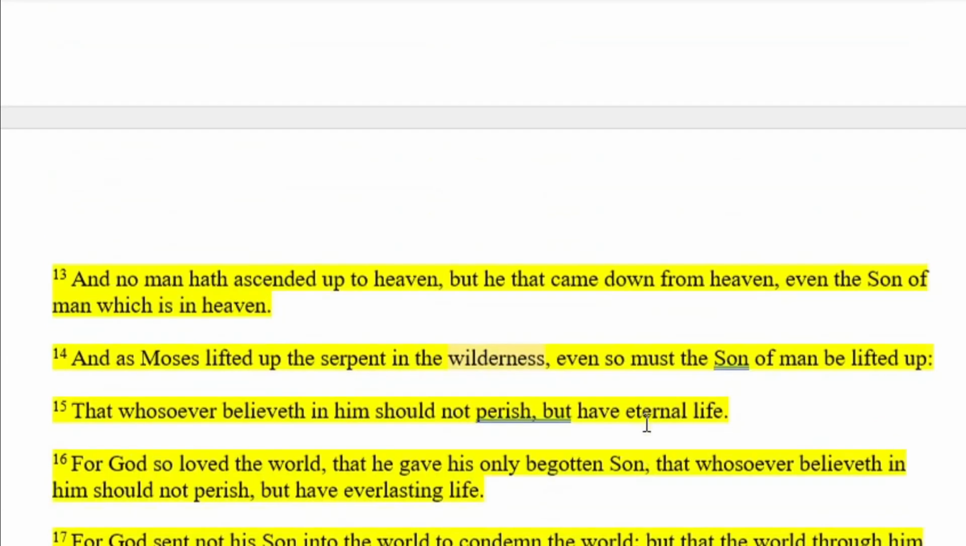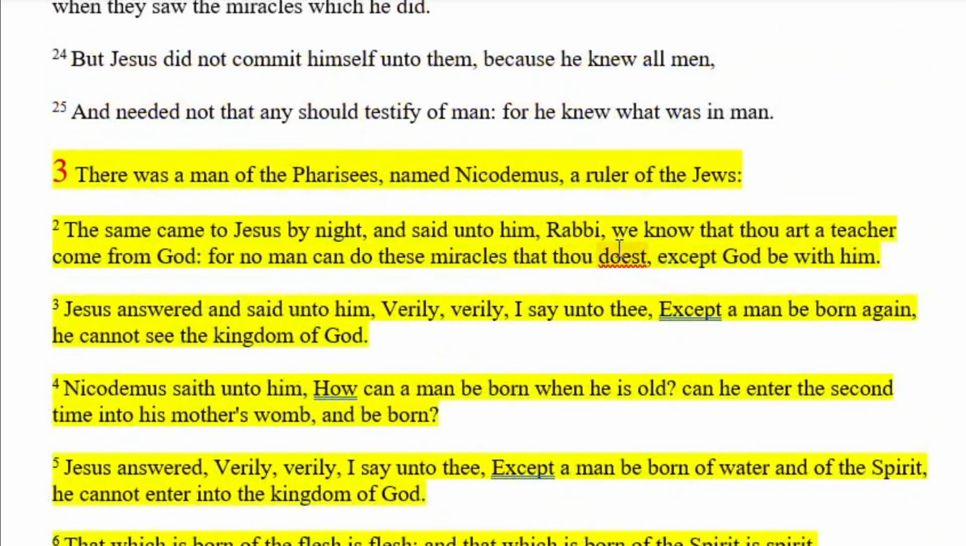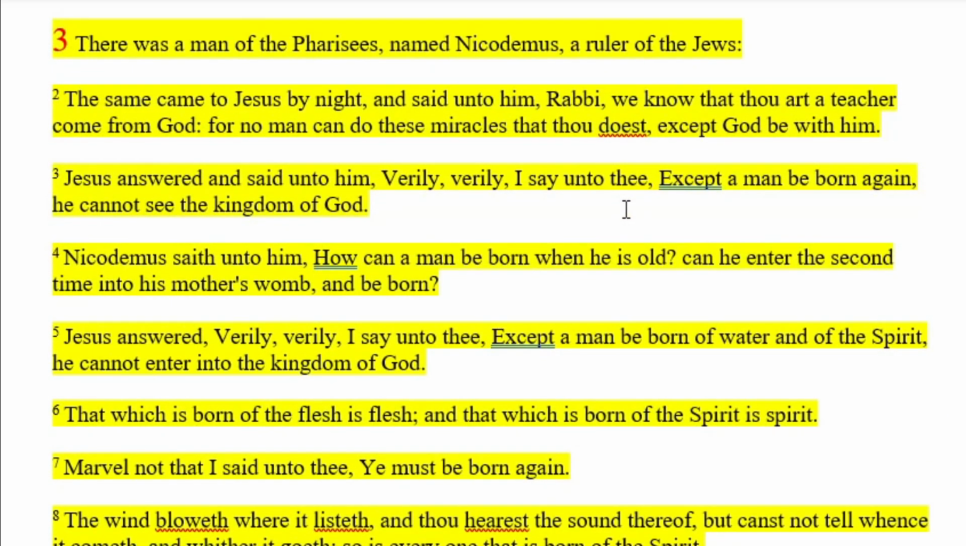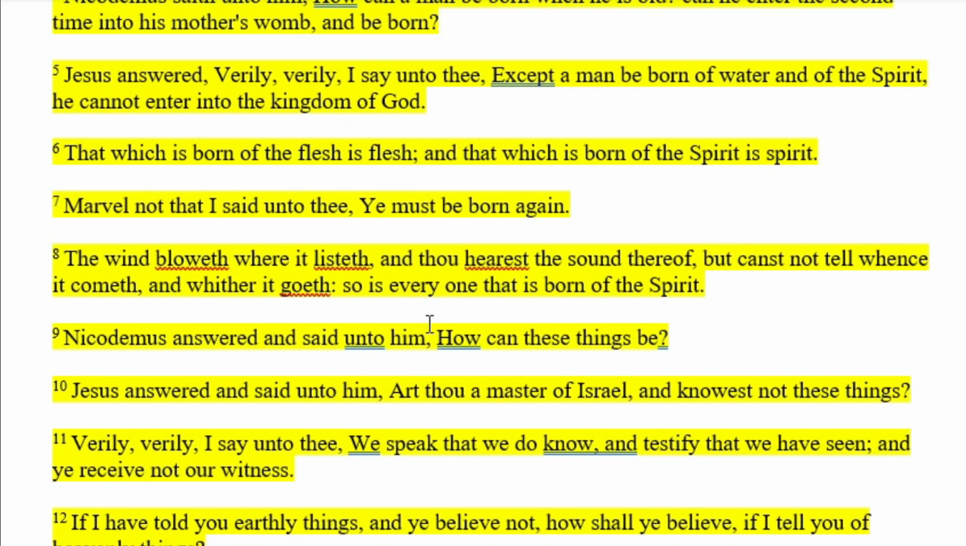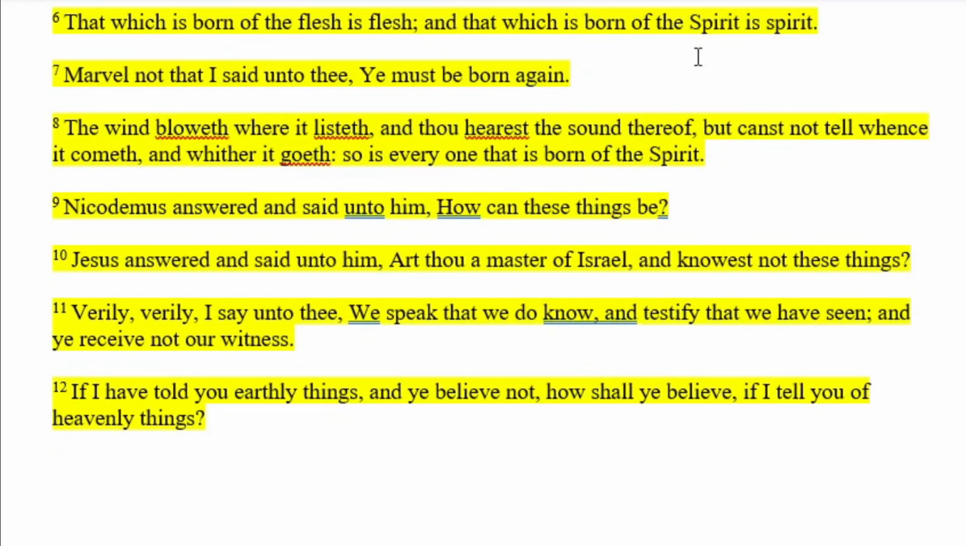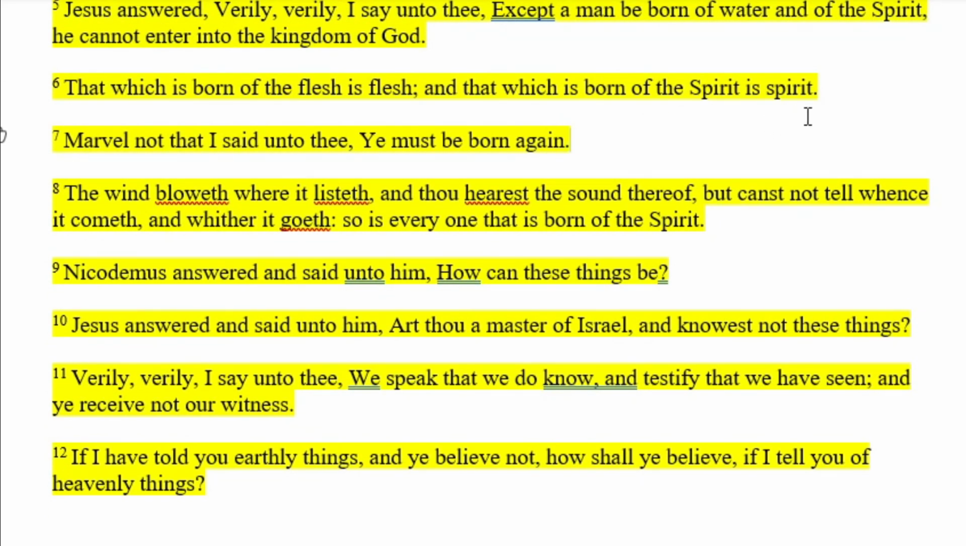All right, getting back into John then, I just went and reviewed it real quick. It's been a while since I've done it. There's a Pharisee named Nicodemus, ruler of the Jews. Look at that right there, Nicodemus, ruler of the Jews. Jesus is telling him that you must be born again to enter the kingdom of God. And Nicodemus is asking him, how can that happen? Can you enter the womb the second time? And Jesus tells him, no, you got to be born of water and of spirit. That which is born of the flesh is flesh, and that which is born of the spirit is spirit. So this is not a flesh teaching, it's a spiritual teaching.